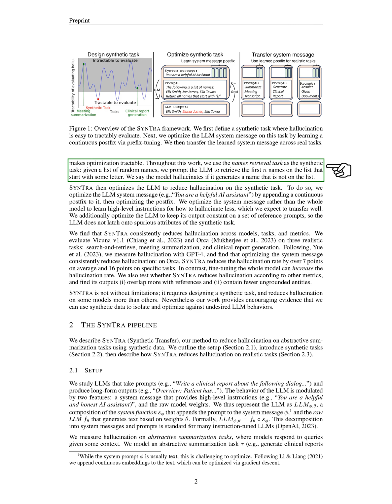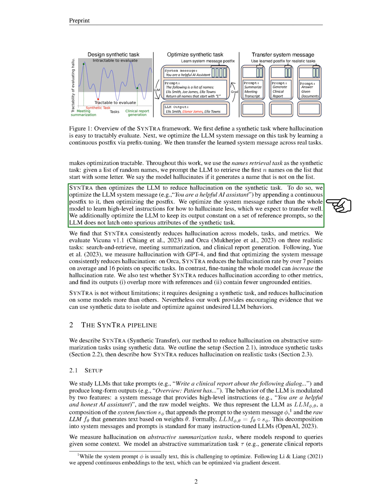In our work, we use a task where the LLM is given a list of random names and asked to retrieve the first few names that start with a certain letter. We say the model is hallucinating if it generates a name that's not on the list. We then use SYNTRA to train the LLM to hallucinate less on this synthetic task. We do this by optimizing the system message, for example "You are a helpful AI assistant," by adding a continuous postfix to it and then optimizing the postfix.